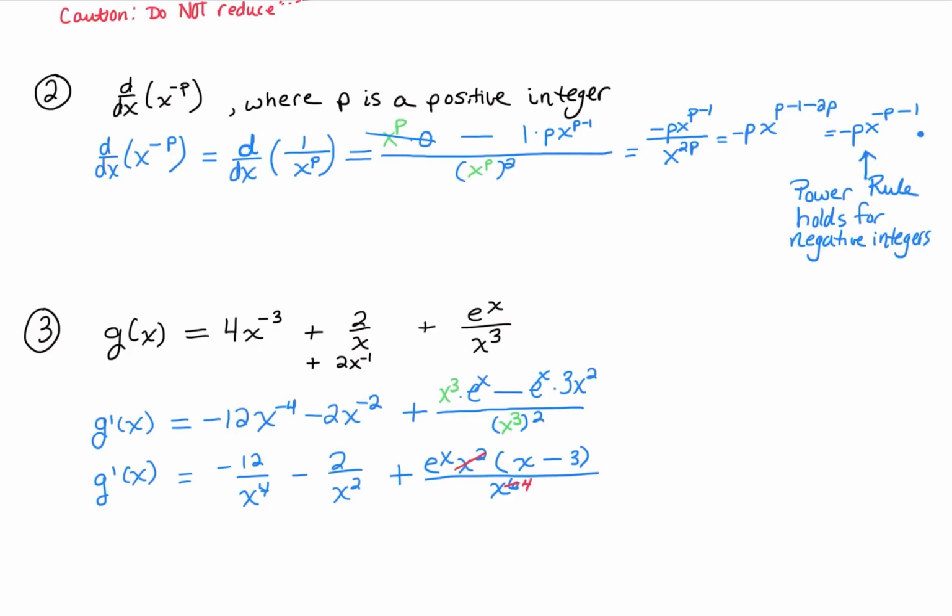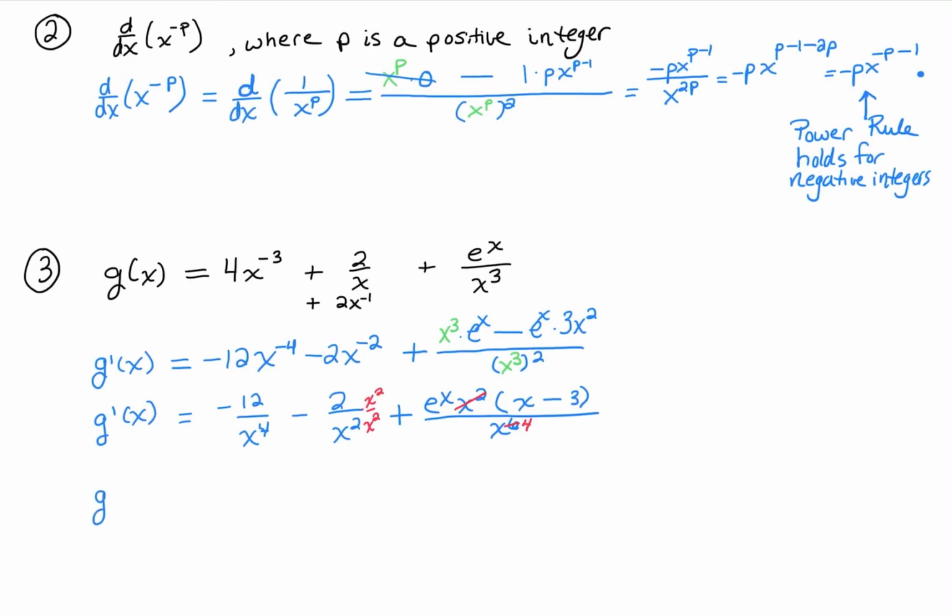And then if you really wanted to get kind of a nice form final answer here, notice the first and last term already have an x to the 4th denominator. You could multiply your second term by x squared over itself, and now you have a common denominator all the way across. So your final answer could look something like negative 12 from the first numerator minus 2x squared from the second numerator, and then from the last numerator we have e to the x times the quantity x minus 3. And this is all over x to the 4th.